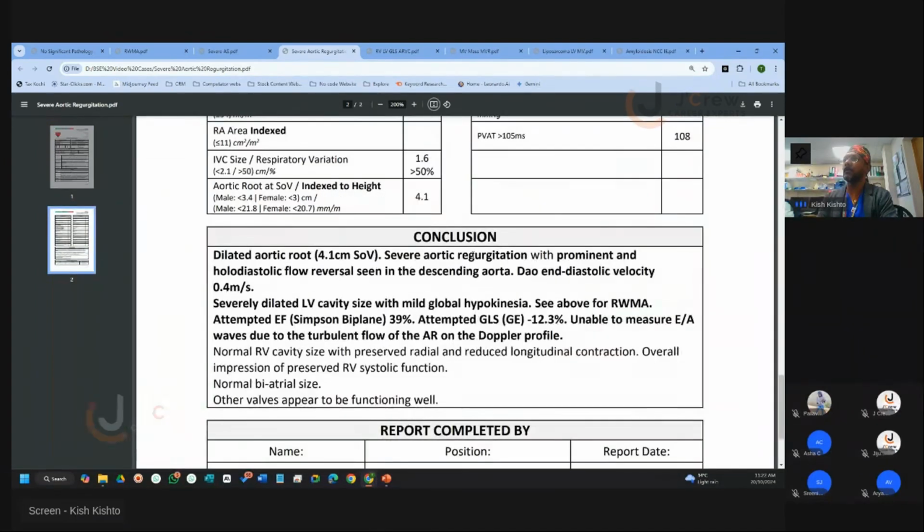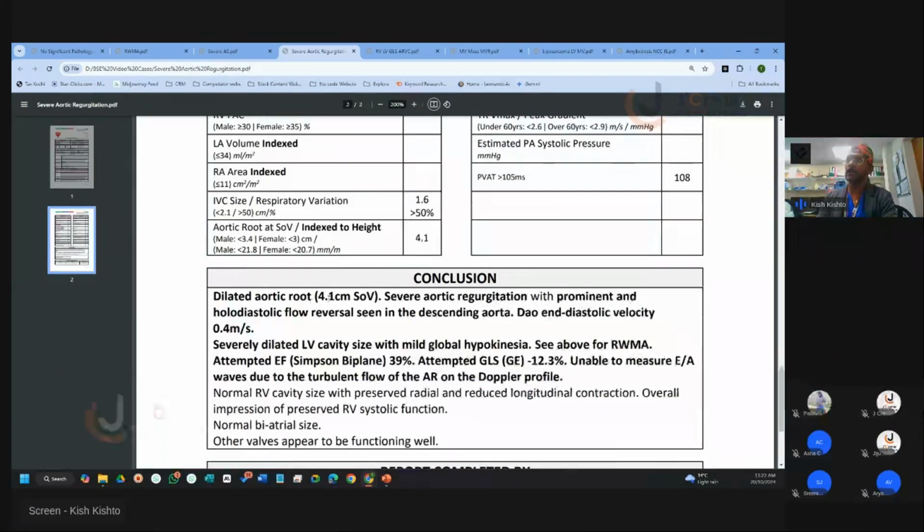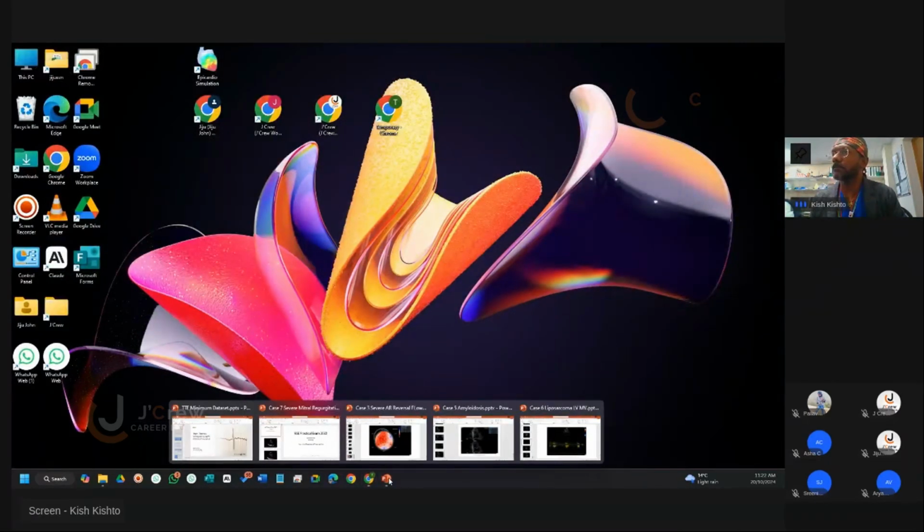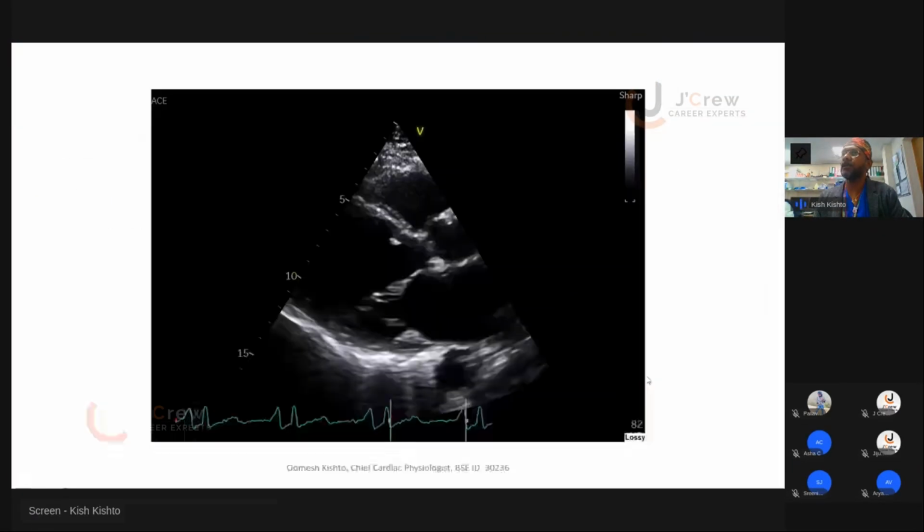And my conclusion again here: dilated aortic root, 4.1 SOV, severe aortic regurgitation, and the rest is what it is. So again, the main focus here was the regurgitation and the dilated SOV. Good. Okay. Any questions on that, please? If not, I'm moving to MR. You happy? Okay. Let's move to MR.